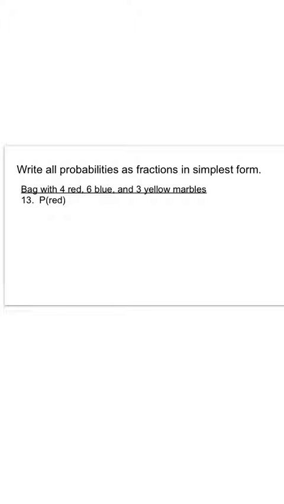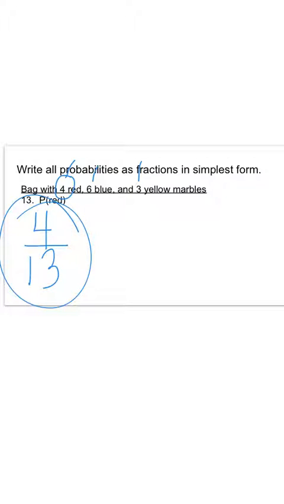Now you're going to have a bag with 4 red, 6 blue, and 3 yellow marbles. You need to find the probability for number 13 of pulling a red marble. First, you need to find out what's going to go on the bottom of the fraction. That's the total number of marbles. So you have 4 plus 6 plus 3, which is 13. There are 4 red marbles in there, so 4 goes on the top, and that means you have a 4/13 probability of pulling a red marble.